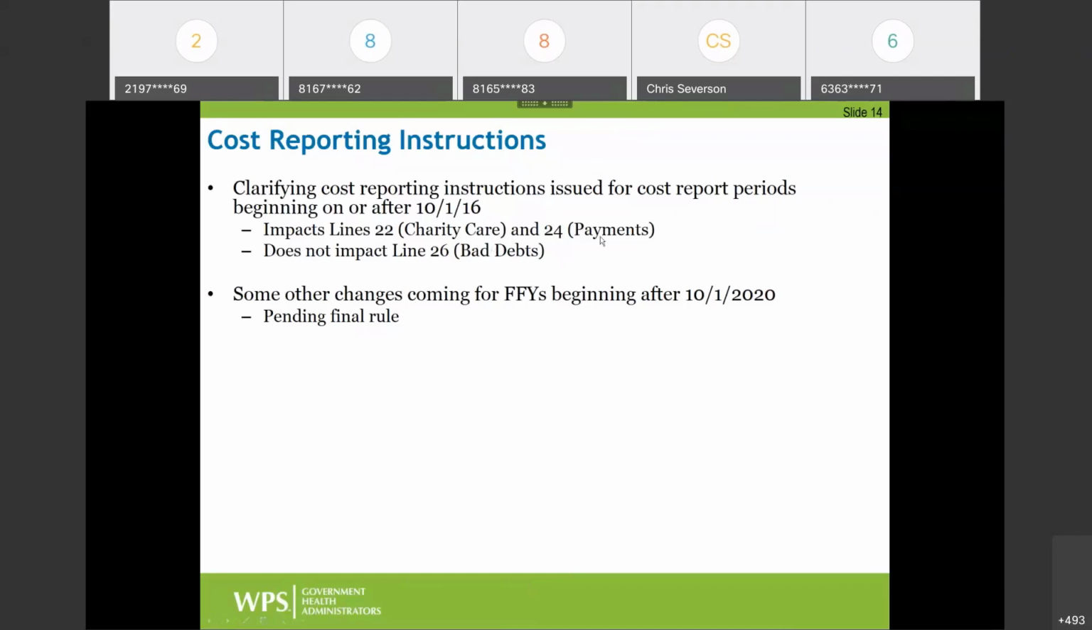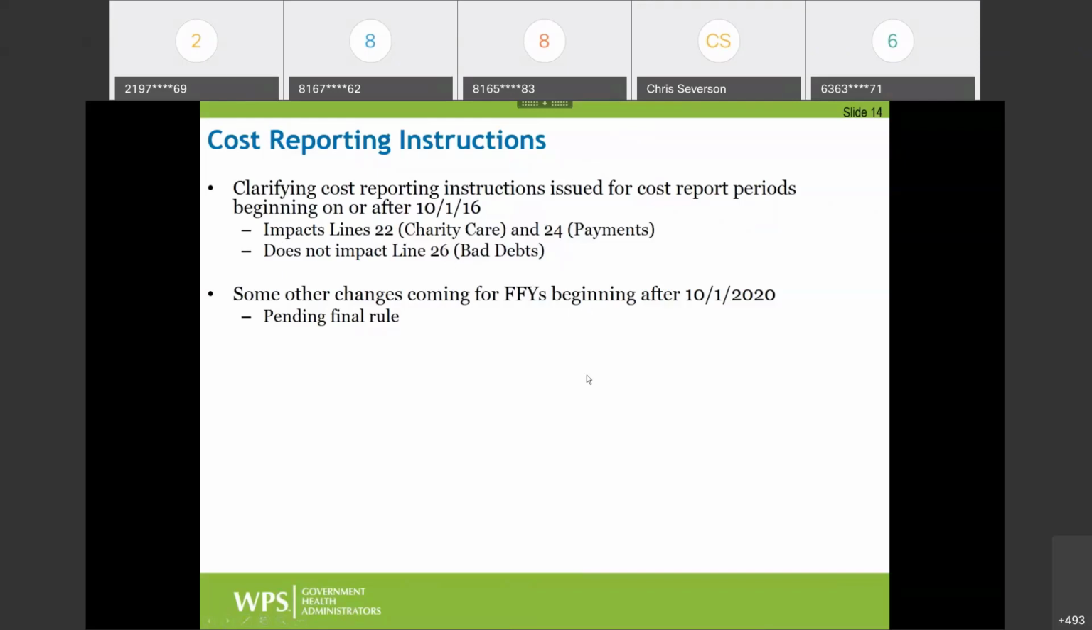Now the instructions themselves, when they did change, they impacted line 20. Well, 22 is charity care cost. 20 is where you report the charity care. Now this is off completely. 20 and 22 is what this should be. 20 charity care and 22 payments. But it did not impact line 26, which is bad debts.